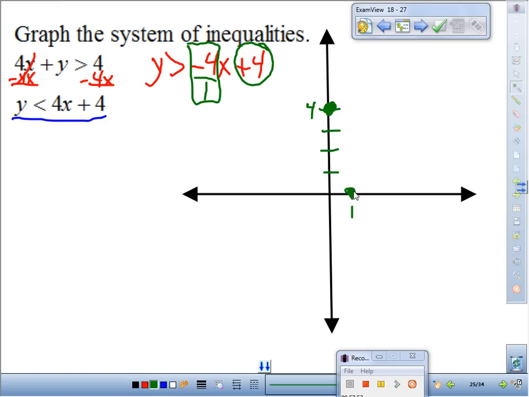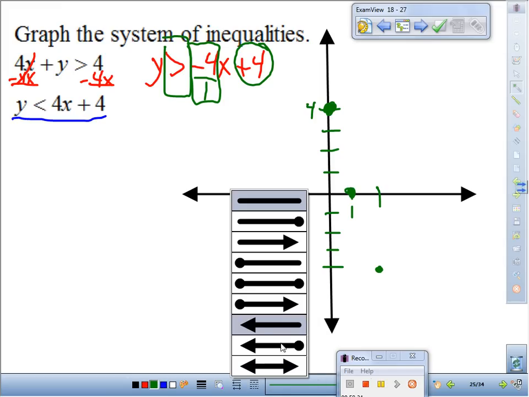Plot your point. Let's do it again. 1, 2, 3, 4. So we got 1, 2, 3, 4, 1 to the right. Plot my point. I'll stop right there. Now, check this out. Now we need to graph first the line. And what do you notice here? Everybody look up. What do you notice here? Does it have an equal sign? No. Therefore, this line is going to be a dotted line. Who remembers that?